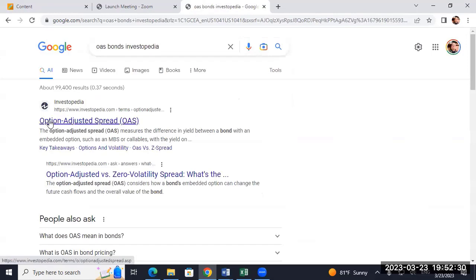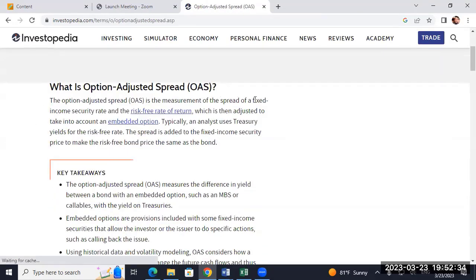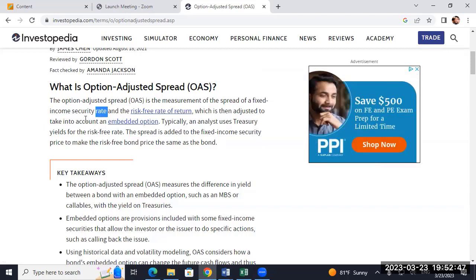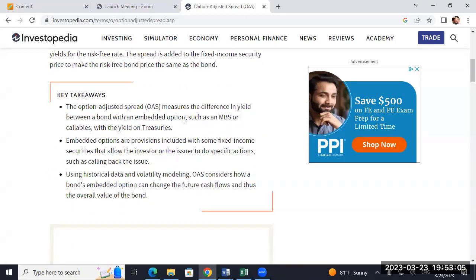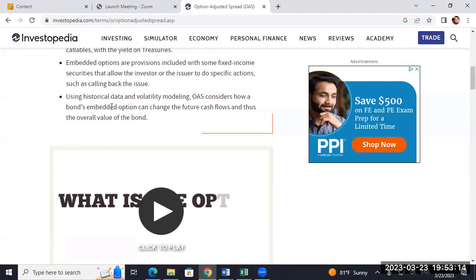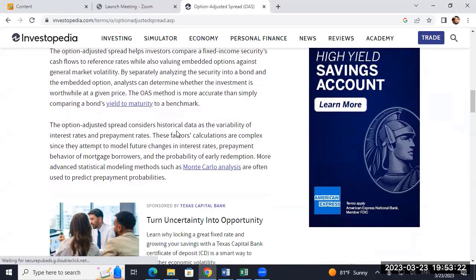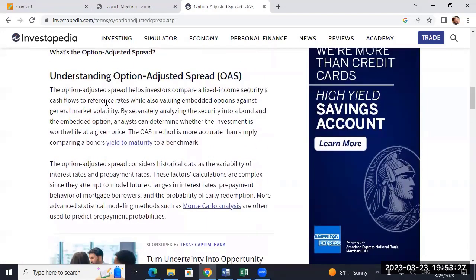Let's try Investopedia. The option spread is a measurement of the spread of a fixed income security, right? Of a fixed income security. The spread of a fixed income security rate. I don't know what that means. Does that make sense? They need to edit their site a little better. The spread, maybe they should say its yield and the risk-free return, which is then adjusted to take into account embedded options. They still haven't told you yet. The option spread measures a difference in yield between a bond with an embedded option and that of the treasuries. Embedded options are provisions. Yeah, none of that's correct yet. They're avoiding telling you what it is, this entire page. Have y'all seen a definition yet? They keep saying it's adjusted for, but they're not telling you what the OAS actually is.